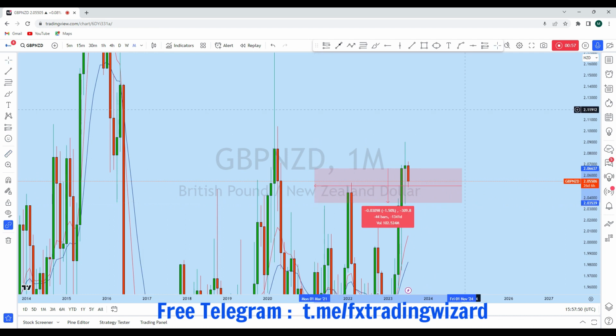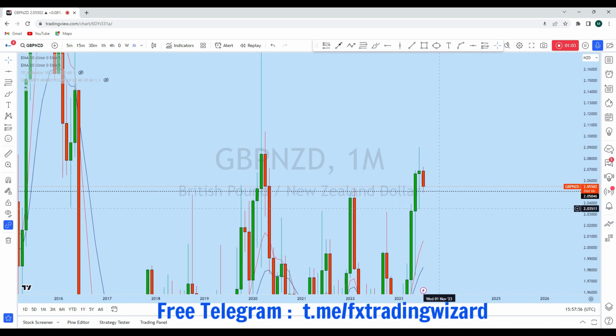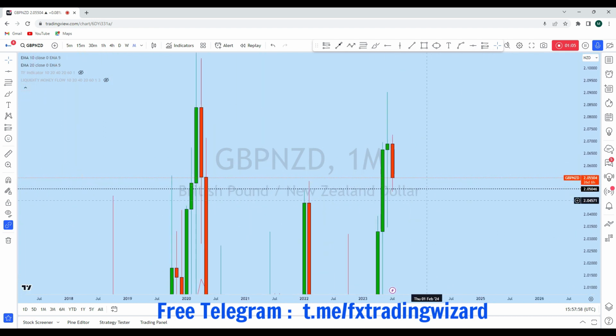If we look, the price has almost come to 50% of this long wick, and from this 50% the price is rejecting. We can expect GBPNZD now to break to the upside, as it is a long-term bullish market. The price tested this important level. Now we can expect the price to go ahead and test the upper wick of this monthly doji.